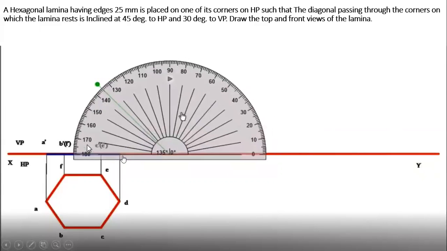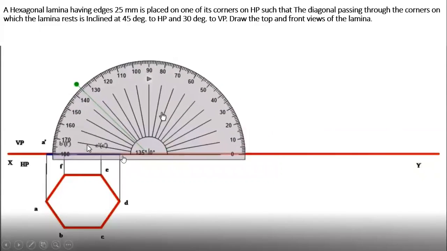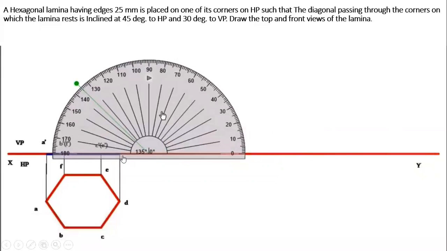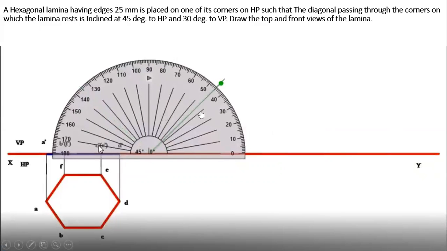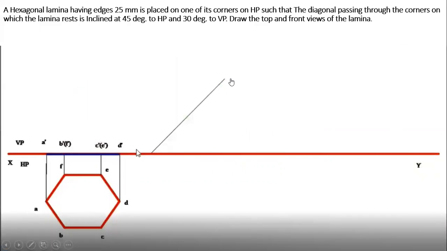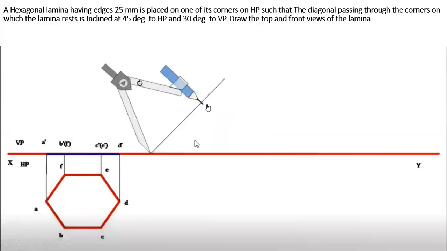Now the second is the diagonal is inclined to HP at 45°. Keep your protractor at a convenient distance and draw an inclination line at 45°. It should be of projection line thickness. Now in compass measure the distance from A dash to D dash. With A dash on the XY line, cut an arc on the inclination line.